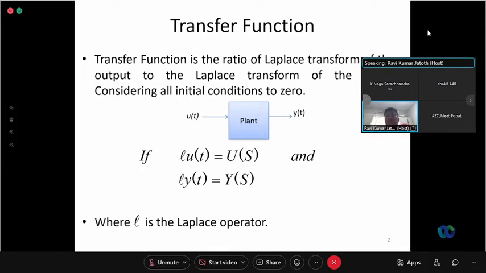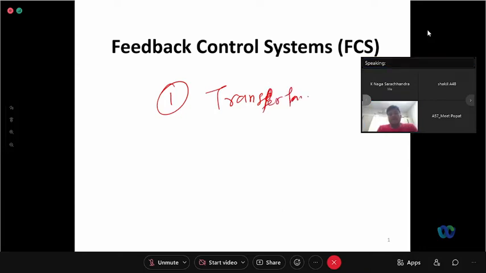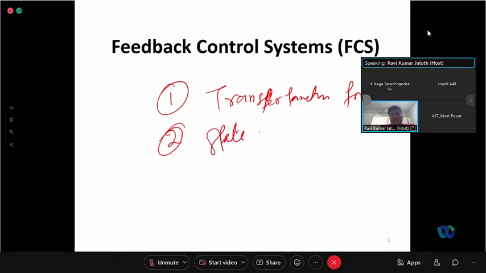Coming to the modeling of physical systems, there are two ways we can model. One is transfer function. Another one is the state space representation. That's what I said, right? Any physical system can be modeled into two forms. One is the transfer function form, and another one is the state space form.